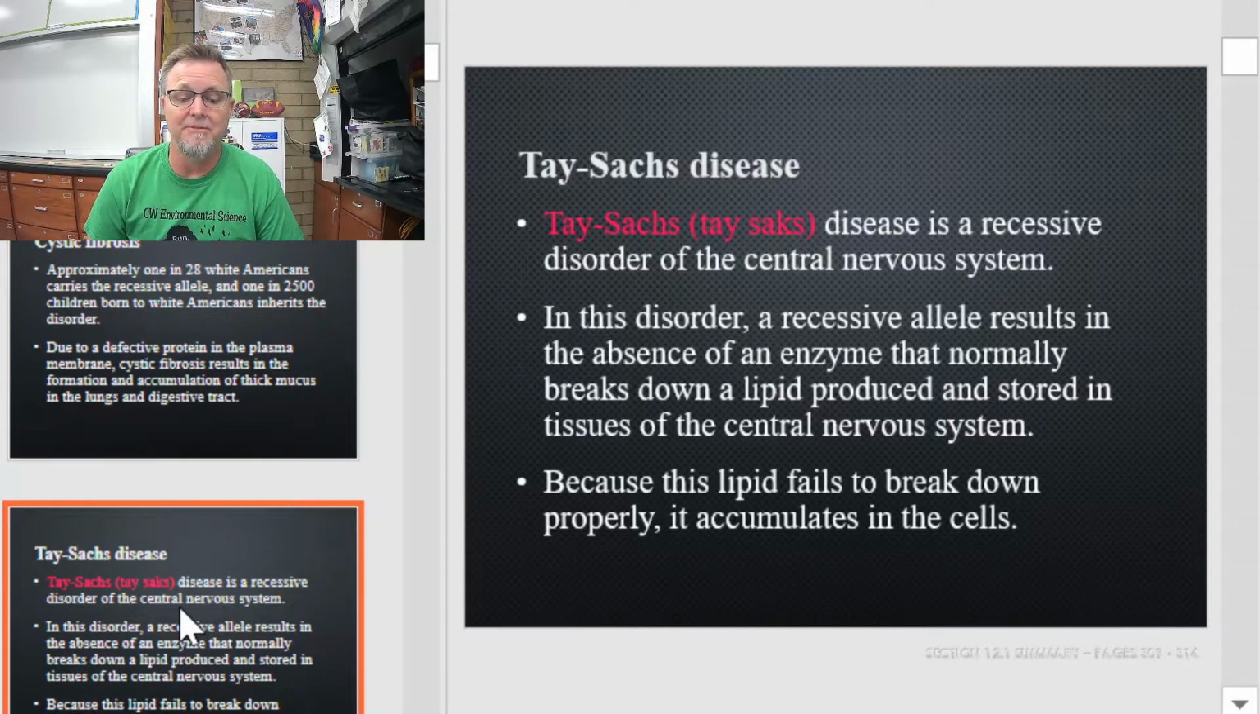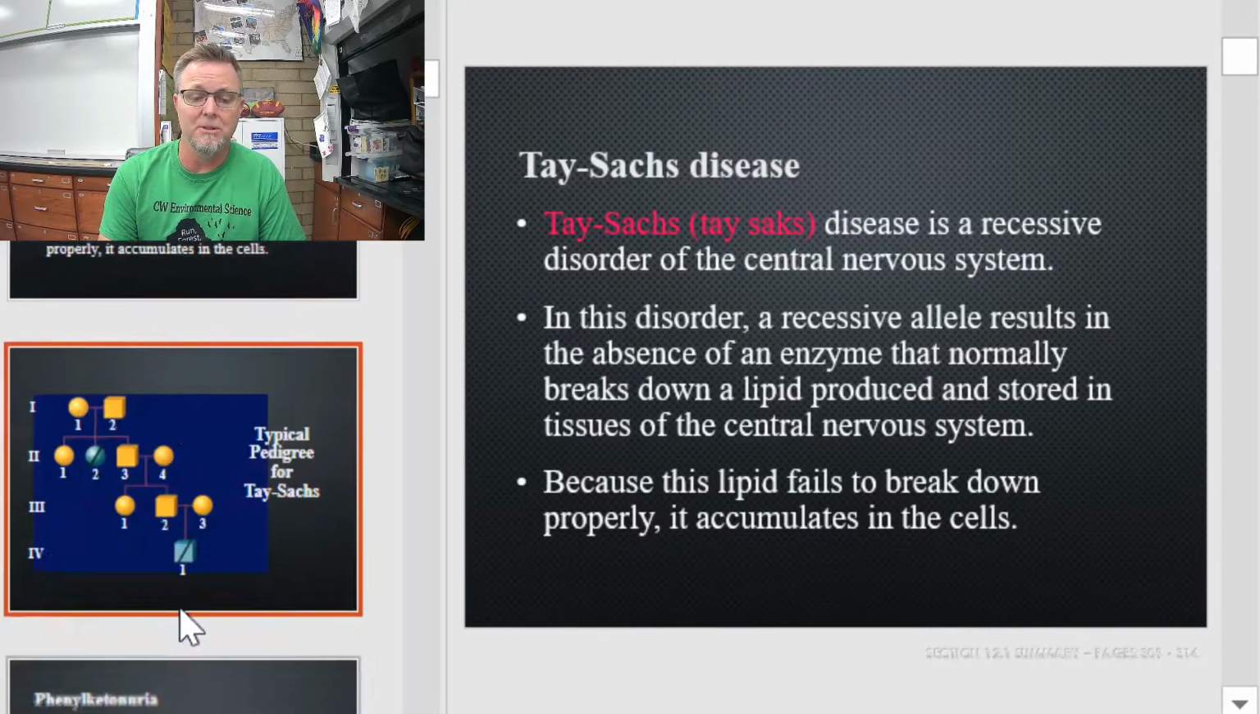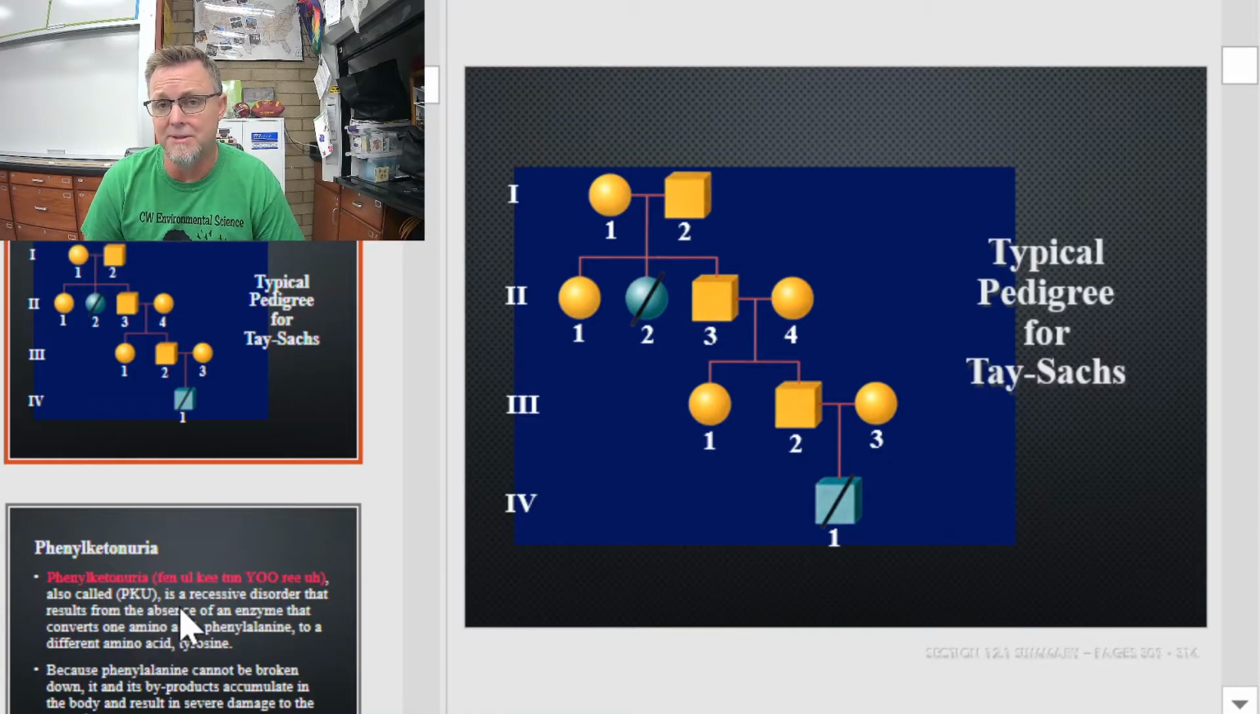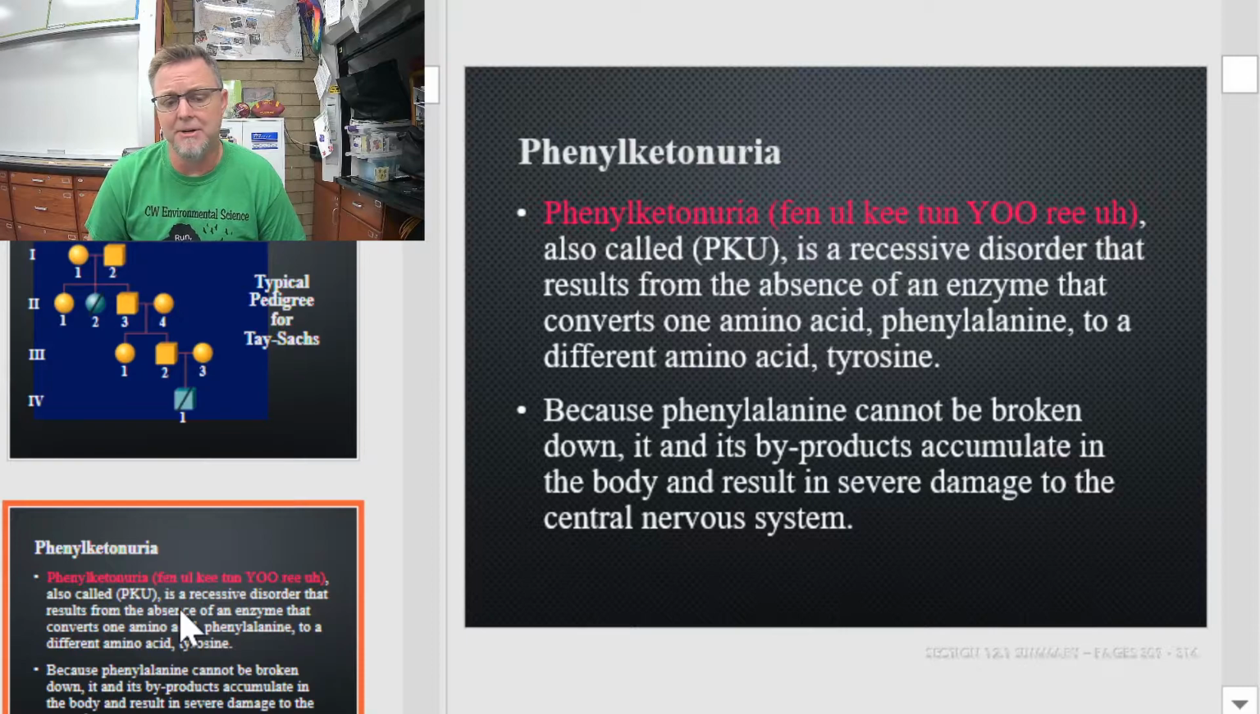Because the lipid fails to break down, it's going to ultimately accumulate in your cells, and it can be fatal. Fatal at a very, very young age, because that accumulation starts from the point a baby is growing inside of its mother. And infants don't last very long after birth as a result of this lipid accumulation. Okay. Next one is phenylketonuria.